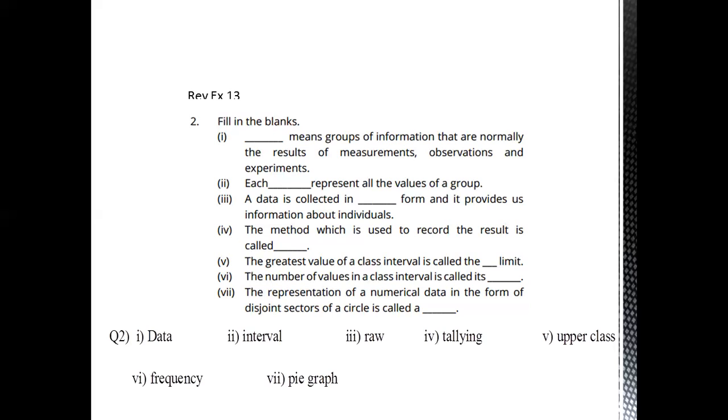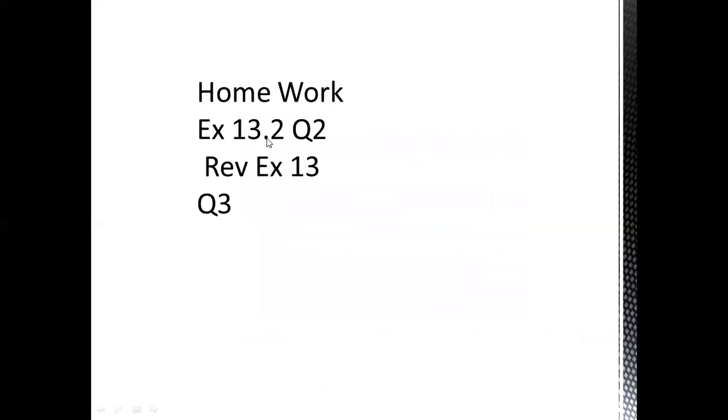In a group data, greatest value 21, lowest value 3, and number of intervals equal to 3, then the size of the class will be what? The size of the class will be 6. So I already discussed, I hope now you can easily do. So this is the last topic. So homework is 13.2, question number 2, and review exercise of chapter 13, question number 3, means MCQs.